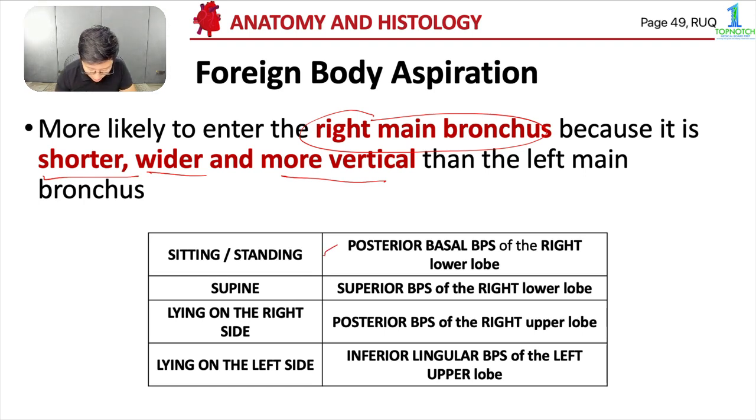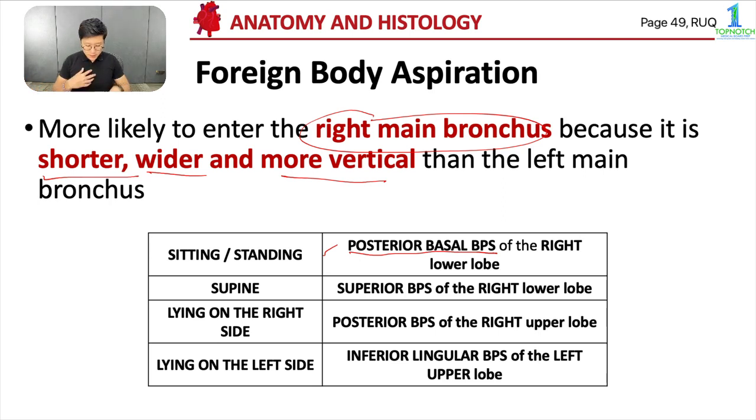When you're sitting or standing, papasok yung foreign body sa posterior basal bronchopulmonary segment of the right lower lobe. Kasi yun yung actually pinaka-diretso pababa. Kasi again, mas diretso yung right main bronchus, di ba? So punta na nga siya sa right. Yung pinaka-diretso pa yung direction or trajectory ay yung posterior basal bronchopulmonary segment.